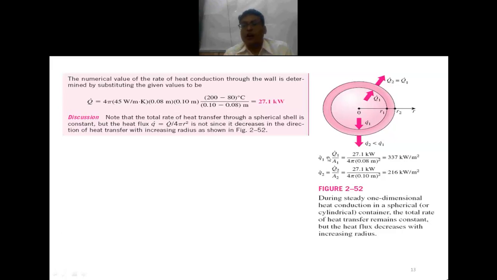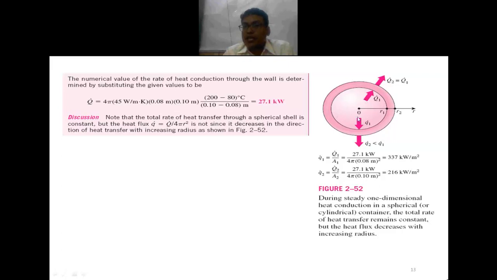This is the heat flux at the surface A1. This is the heat flux at the surface A2. So those values are different. When you calculate the rate of heat conduction, the value is same.